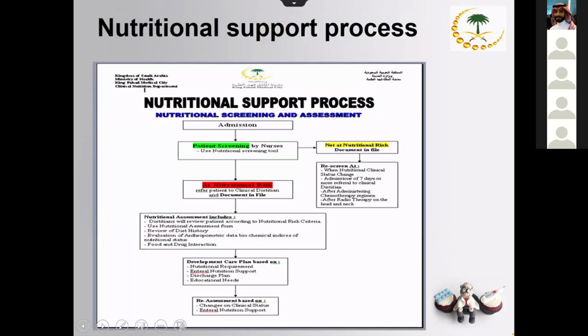Nutritional support process: upon admission, patients have screening done. If the patient is not at risk, after 7 days they will repeat the screening or refer to the dietitian. If the patient is at risk, they are referred to the dietitian, and according to the risk criteria she will see the patients, oncology patients or any other inpatients.